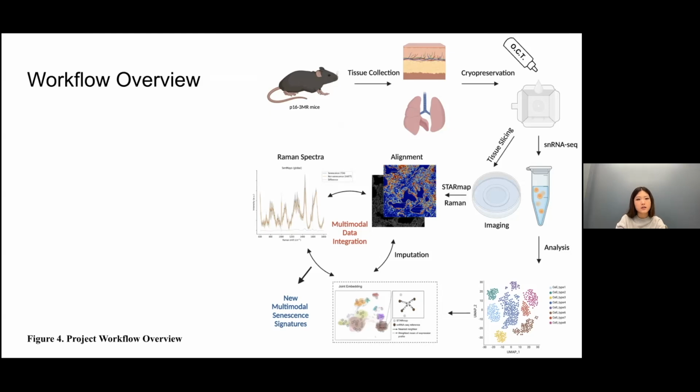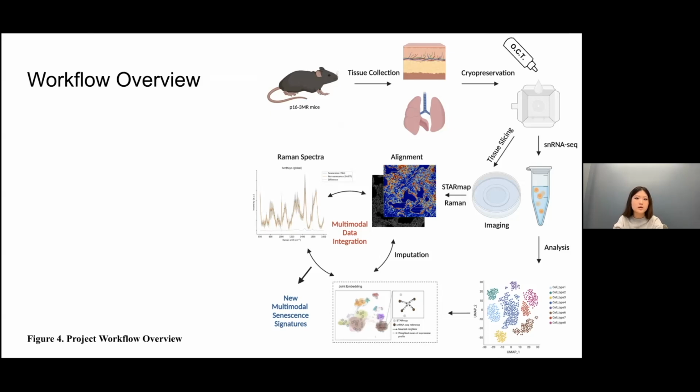The first step in the analysis was sectioning the tissue for two complementary techniques, Raman imaging, STARmap, and single nucleus RNA sequencing. Raman imaging is a label-free technique, which means we didn't need to introduce any dyes or labels. This method allowed us to capture the biochemical data based on how the different molecules in the tissue scatter light. With Raman, we were able to obtain detailed molecular composition data from the tissue.